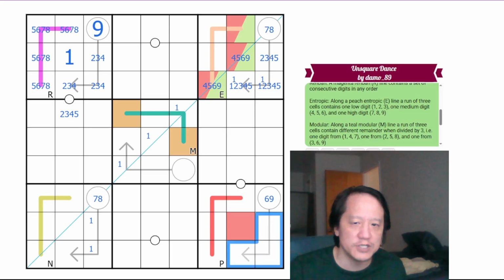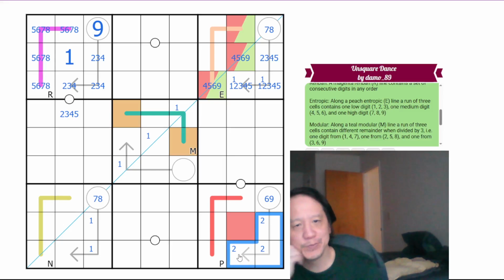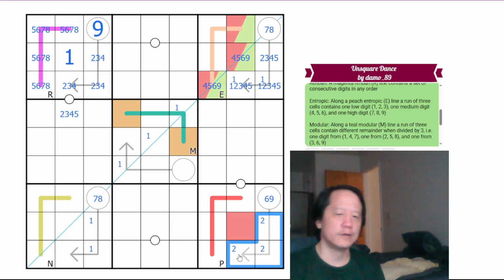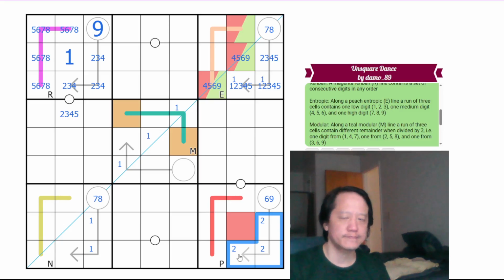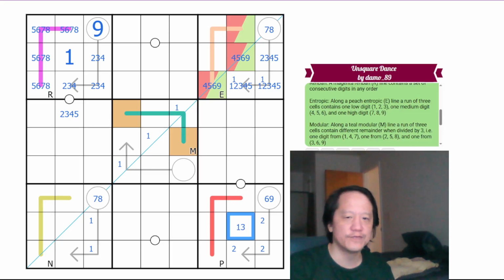We are guaranteed a 2 has to be here. So this is either 1, 2, 3, 2, 3, 4, or 1, 2, 6. We don't know. Let's remove this. So this is 1, 3, 5, 7, 9.